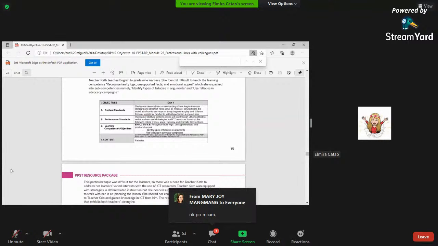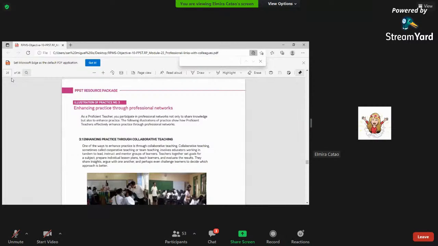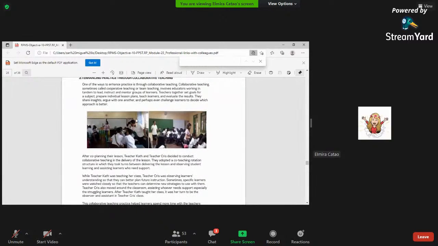Now, let's move on to illustration of practice number 3. Okay. Enhancing practice through professional networks. As a proficient teacher, we participate in professional networks not only to share knowledge, but also to enhance practice. Okay, in the illustration in your screen, it shows how proficient teachers effectively enhance practice through professional networks.